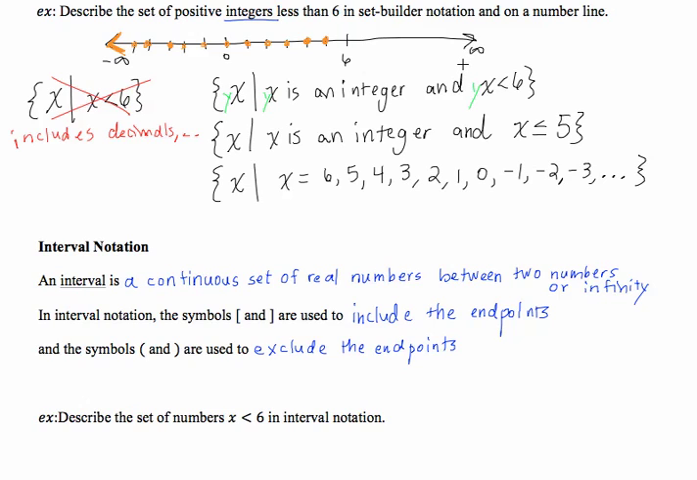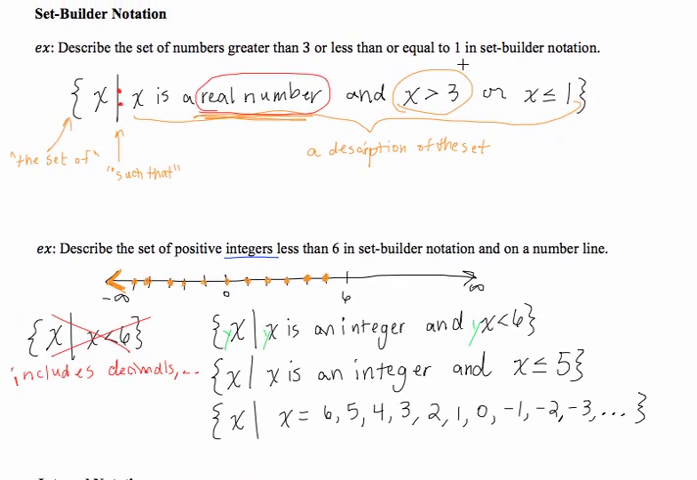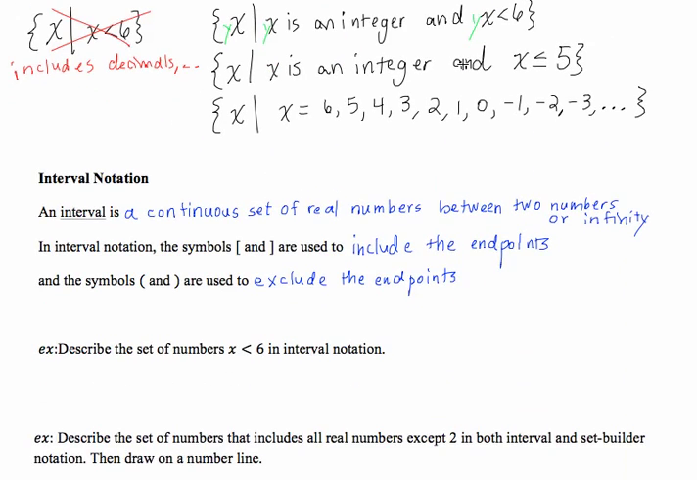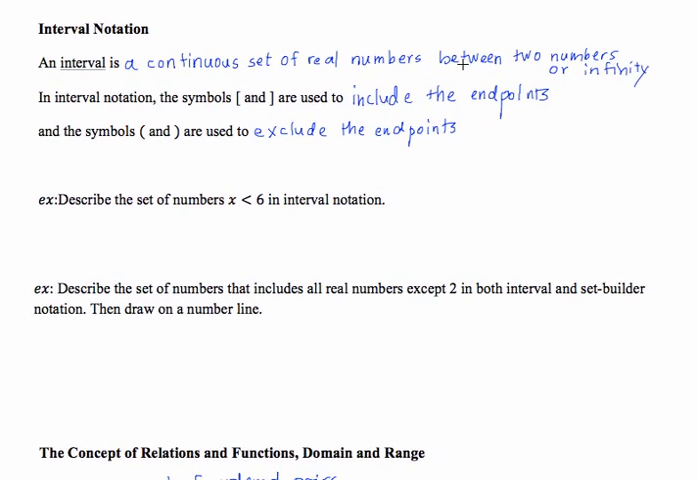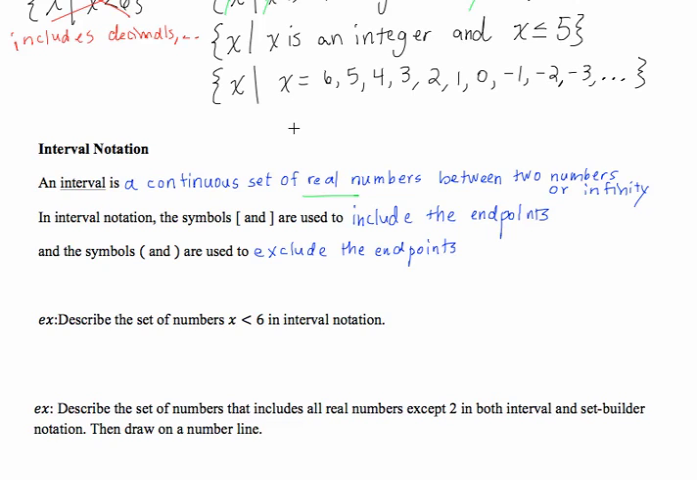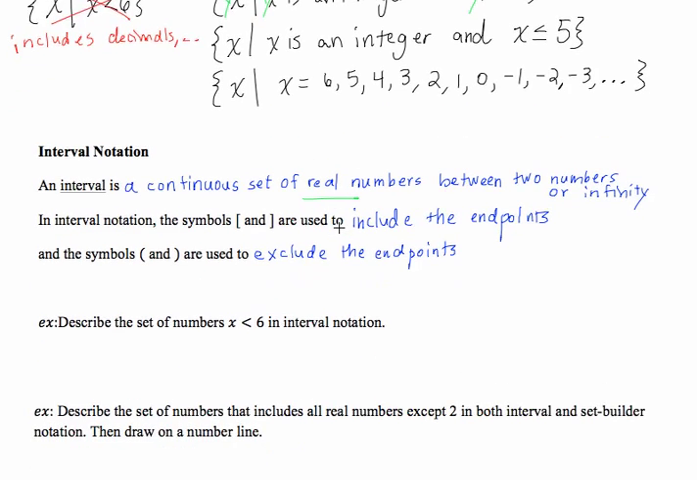Okay. Next, let's talk about interval notation. It's used to describe sets similar to these we just described in set builder notation. It's just a shorter way of writing it. So what an interval is, it's a continuous set of real numbers between either 2 numbers or infinity. So that includes all decimals and fractions, etc., because it's real numbers. So interval notation cannot be used to describe something like this previous example because it involved integers, not real numbers. So interval notation only works with real numbers.